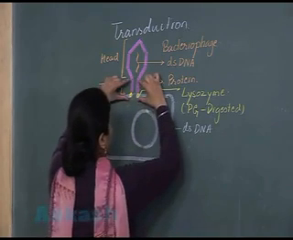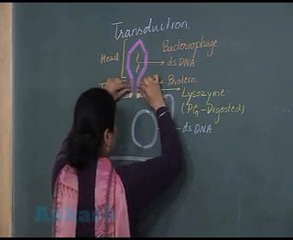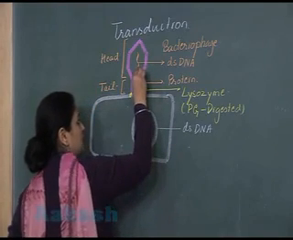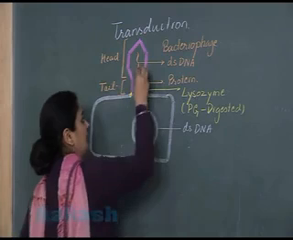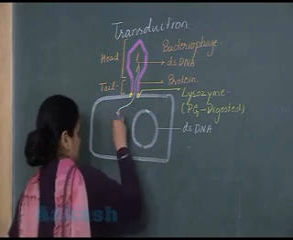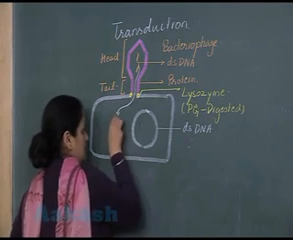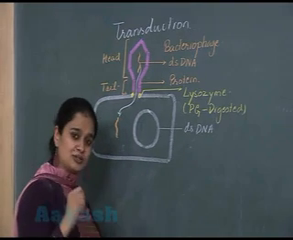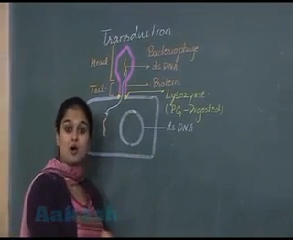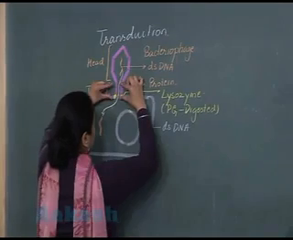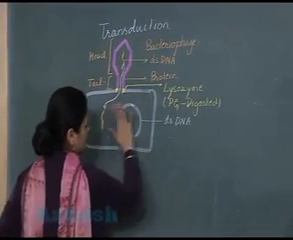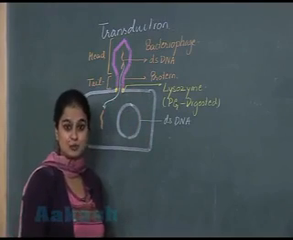Now what will happen? The tail of the virus will contract, due to which this double-stranded DNA is released inside the bacterial cytoplasm. So are you getting this? Lysozyme will digest the cell wall, due to which there is formation of a hole. Now this tail will contract and this double-stranded DNA of virus is released in the bacterial cytoplasm.